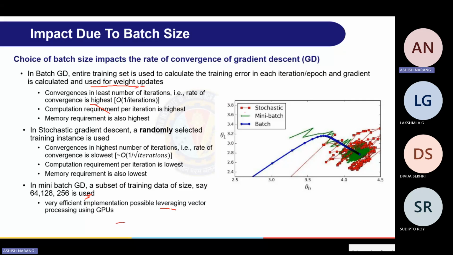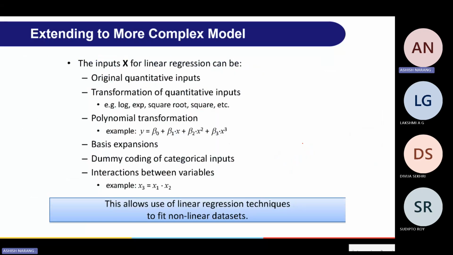If you look at the stochastic ones, you see how many iterations the red ones are taking to converge. But when you look at the green one, mini batch, these iterations are still more than the blue ones, but the computation per iteration is less, right? And the blue ones, though taking the least number of iterations, have very, very high computation per iteration. So mini batch gradient descent is preferred.